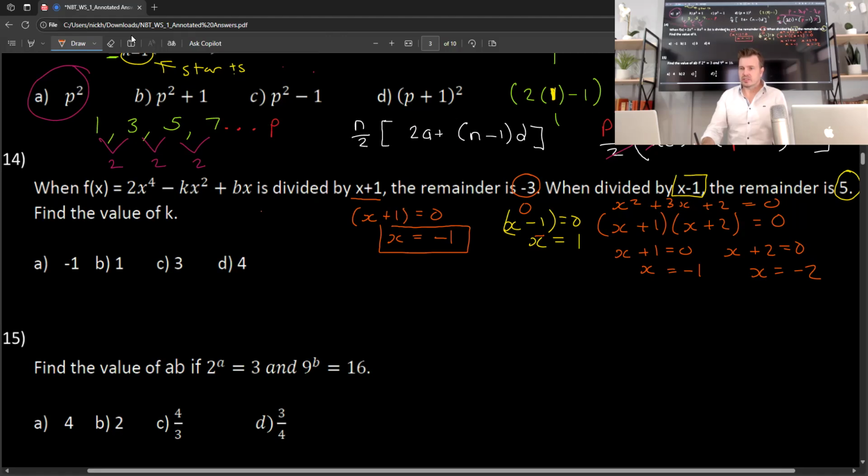But now what we're saying is it's not a factor, it's got a remainder of minus 3. And so what it's saying is when I substitute in x equals minus 1 into this f of x, I'm going to get negative 3. Okay, hopefully that made sense.